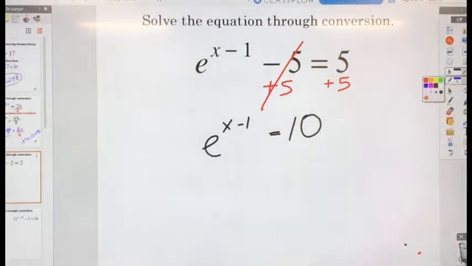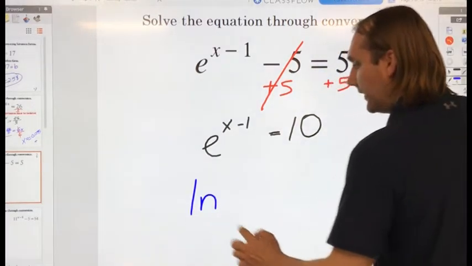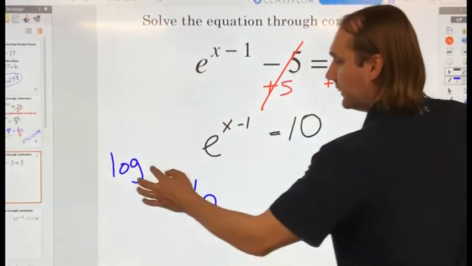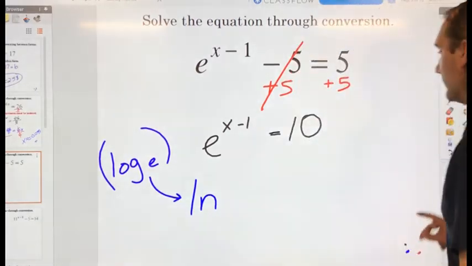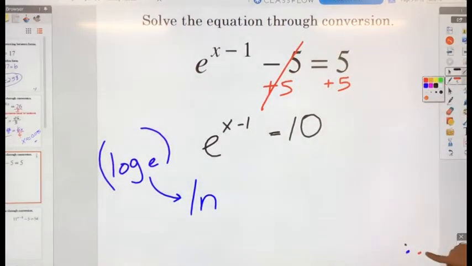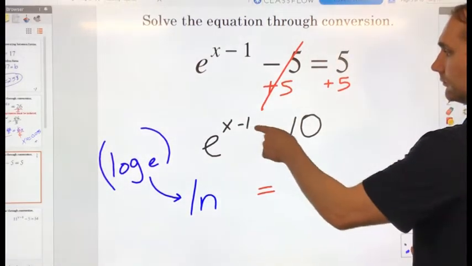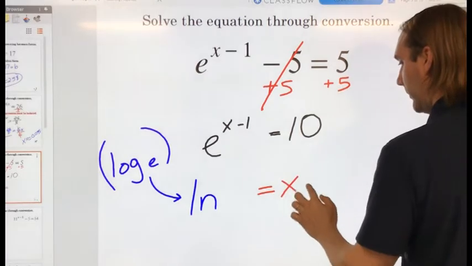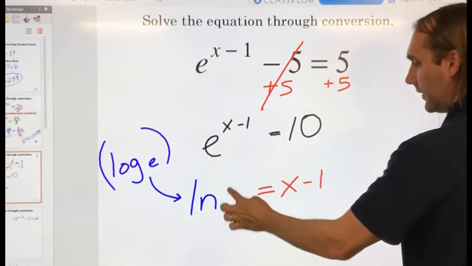How do you convert e into a log? What's its shortcut? ln. Very good. ln is a short version of saying log with a base of e. So ln, well, what is that ln equal to? It equals my exponent, so x minus 1. And it's ln of what value? 10.